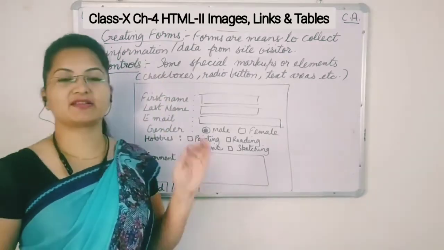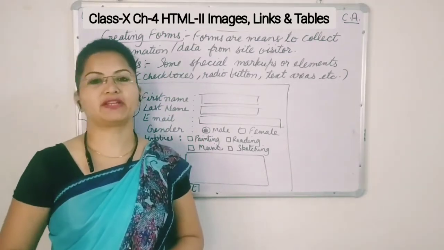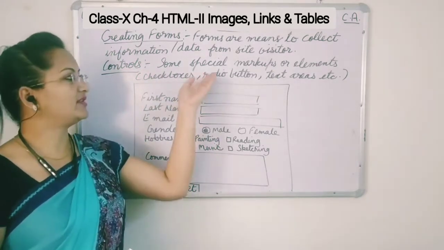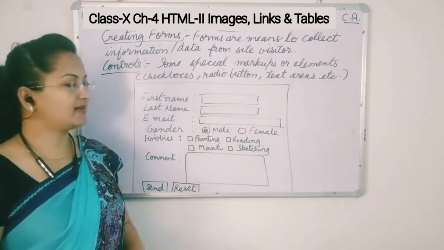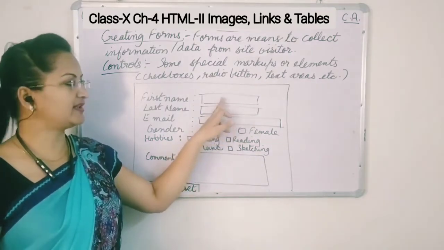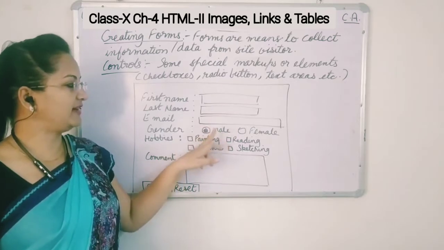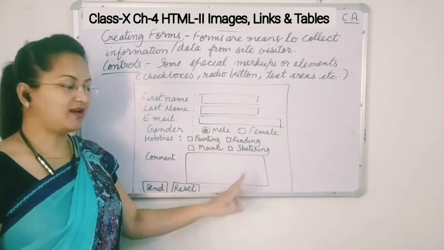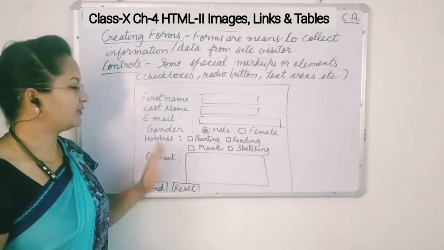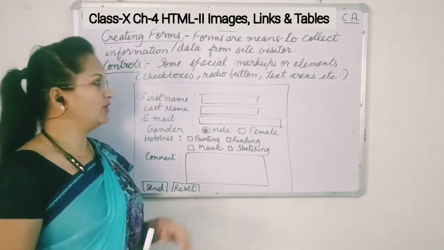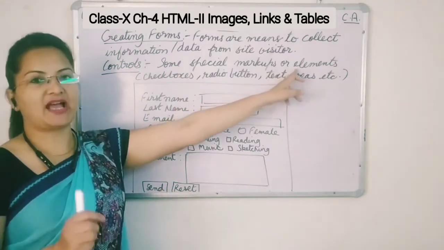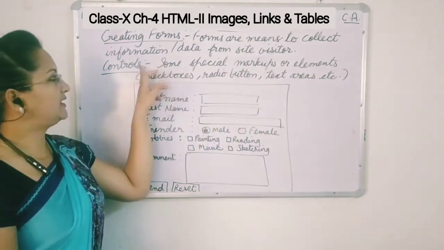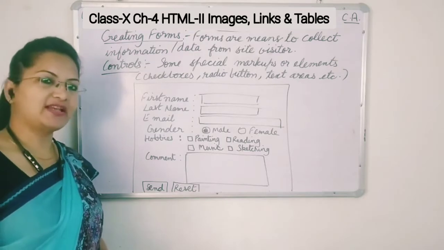Controls are special markups, or we can also call them elements. These elements can be checkboxes, radio buttons, text areas, text fields, and buttons. This is a simple form example I have given you. The special markups, the tags which we use to make these input types, are known as controls.